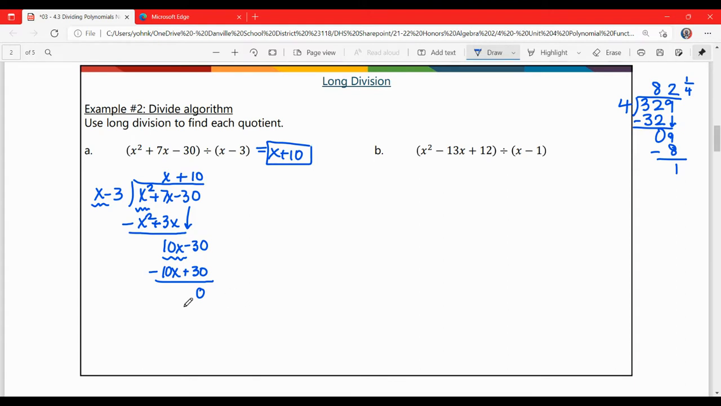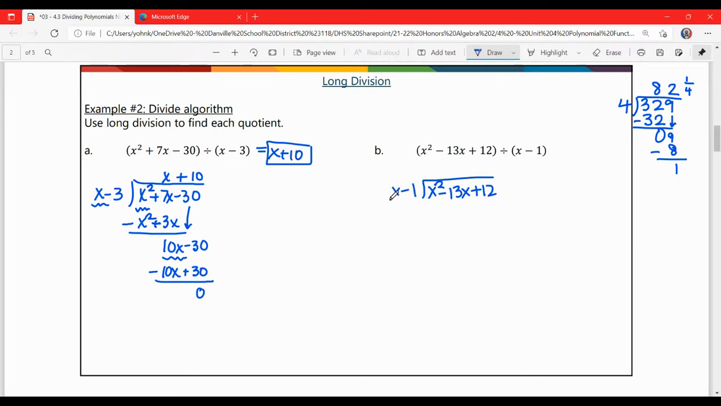So if I have a number left over, we're going to see that in a little bit. But you can also notice that x minus 3 times x plus 10, if I double distribute that and collect like terms, I get the trinomial back again. So something to notice. All right, if we take a look at B, we're going to put x squared minus 13x plus 12 underneath the division, and x minus 1 is outside.